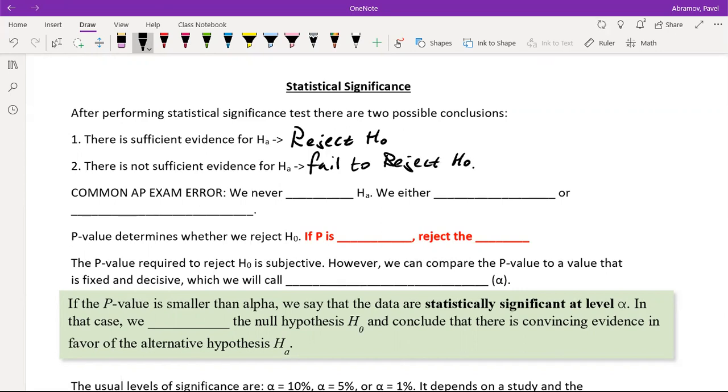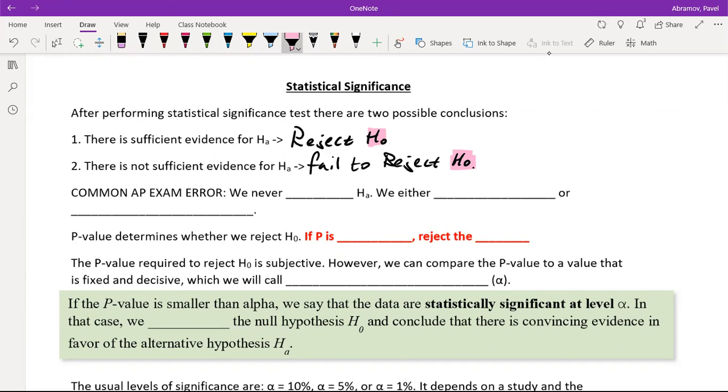So notice that in both cases, our conclusion is always in terms of the null hypothesis. So this is our conclusion, and we either reject the null hypothesis or we fail to reject the null hypothesis. But notice in both cases, it's all about the null hypothesis because the null hypothesis is the one that's, as we say, on trial. We either reject the original claim or we fail to reject the original claim.